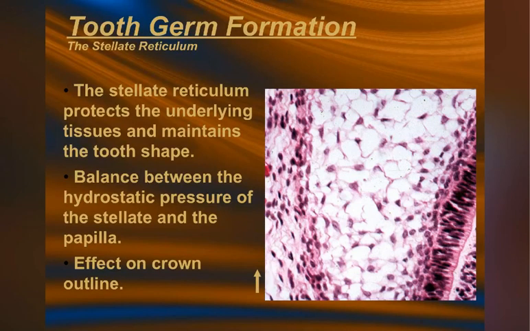Stellate reticulum, continuing. Stellate reticulum protects the underlying tissues and maintains tooth shape. The balance between the hydrostatic pressure of the stellate reticulum and the papilla is important for maintaining the folding pattern of the internal epithelium and thus the morphology of the tooth. Any imbalance between these two forces, any disturbance, will affect the crown outline.